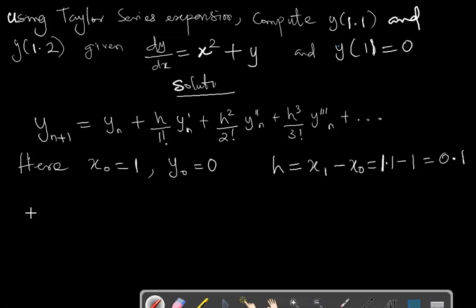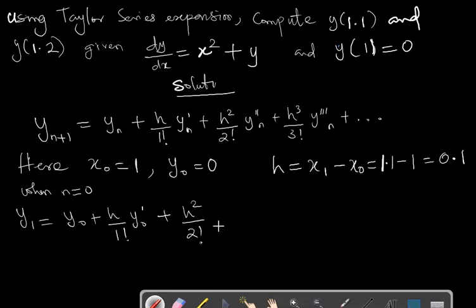So now we say when n is equal to 1, we want to get y1 here. So y1 is going to be y naught. Everywhere we see n, we change it to 0. So we have y naught plus h over 1 factorial y naught prime, plus h squared over 2 factorial y naught double prime, plus h cubed over 3 factorial y naught triple prime, with 1, 2, 3 as the top derivative, and so on. Okay, so this is what we need to do.